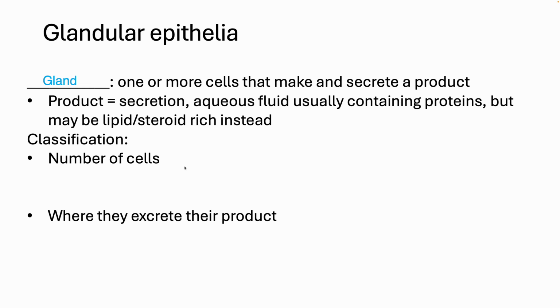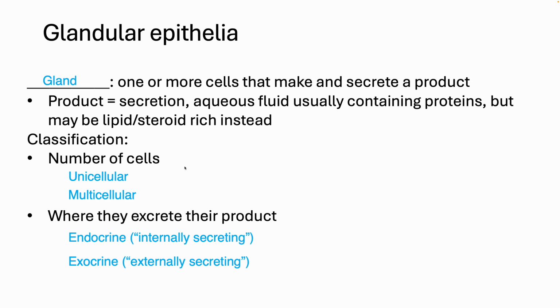We classify these based on the number of cells as well as where they secrete their product. So you can have unicellular or multicellular, and then depending on where they secrete their product, they can be endocrine, meaning internally secreting, or exocrine, meaning outward secreting. Unicellular glands are scattered within epithelial sheets. Examples of these include goblet cells that are going to be scattered within the cells of the digestive tract.